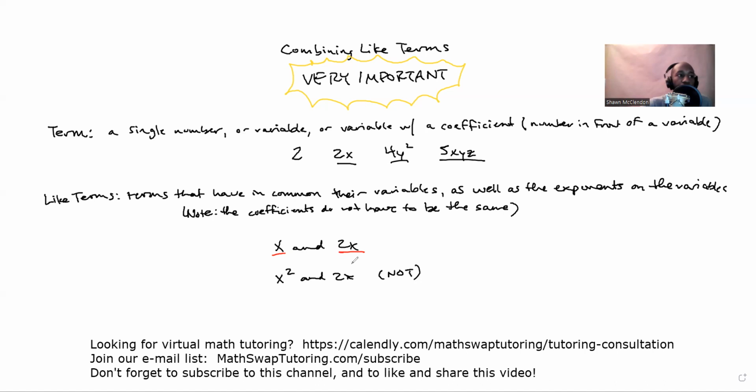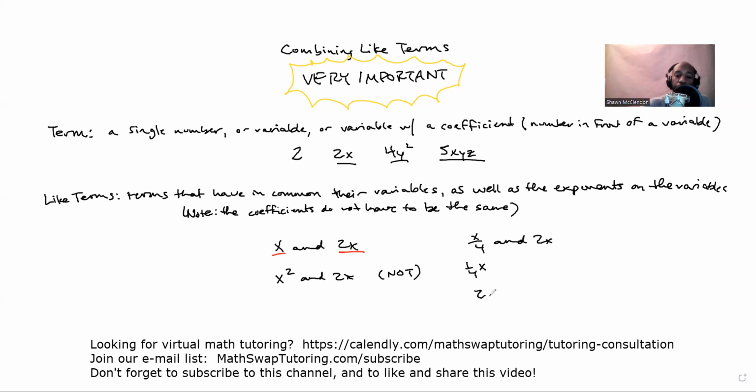Okay. x over 4 and 2x. These are like terms. Now, note that this x over 4 is really the same as 1/4 times x. So the coefficient for this term is 1/4. The coefficient for this is 2. But remember, the coefficients don't matter, as long as you have the same variable and that variable is being raised to the same power. Let me do one more of these.